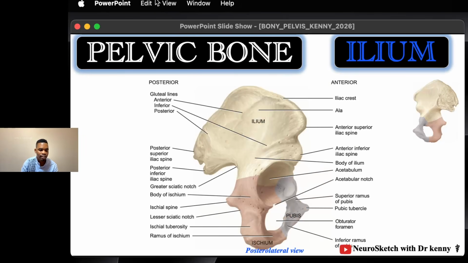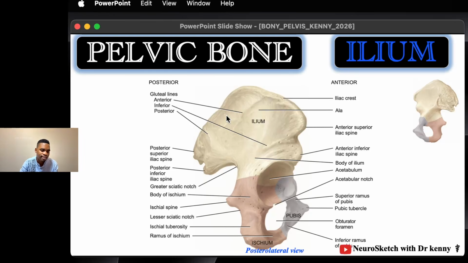On the lateral side, you can also see the ala of the ilium. I'm repeating, this is the ala of the ilium, which means the wing of the ilium. On the anterior surface it forms a fossa, which is called the iliac fossa. But posteriorly, we have the gluteal lines. You have the anterior gluteal line, posterior gluteal line, and the inferior gluteal line. These are very important for the attachment of the gluteal muscles. You have the gluteus maximus, medius, and minimus, which come from these gluteal lines.